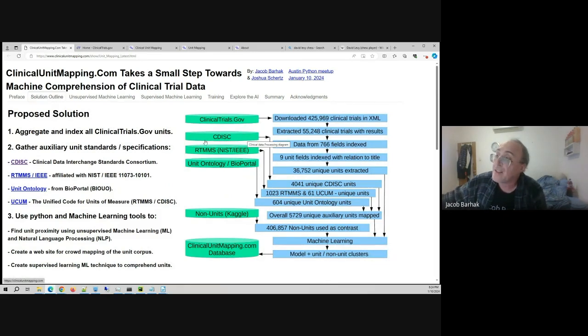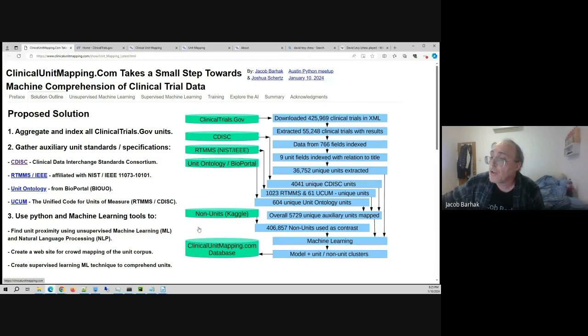Clinicaltrials.gov is public. CDISC is an organization that deals with data standardization for medical purposes. Actually, it's based in Austin. Check it out. The headquarters are in Austin. NIST RTMMS is a project by the National Institute of Standards and Technology, NIST, and they actually cooperated with IEEE. And this is how I got the units. And Unit Ontology is a website which has data in it. Of course, I took also non-units, because later for machine learning purposes, I need non-units. But those are my data sources.